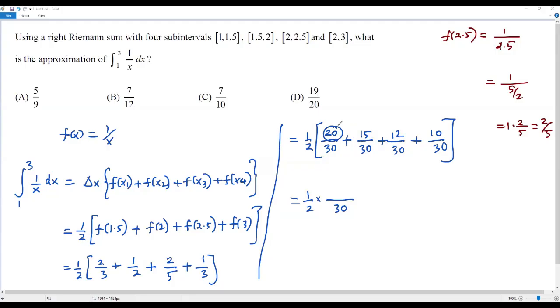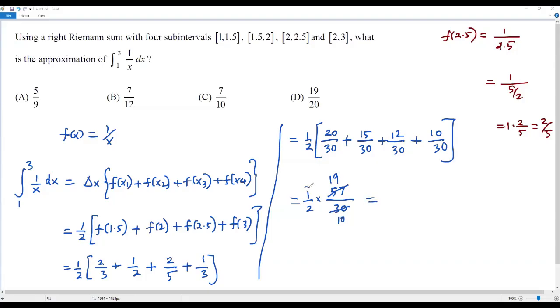When I add 20 and 15, I'm getting 35. 35 plus 12 is 47. 47 plus 10 is 57. Here both 57 and 30 have the greatest common divisor 3. That is, we can divide 57 by 3. 3 goes into 57 19 times, and 3 goes into 30 10 times. So that's how we can do the simplification.